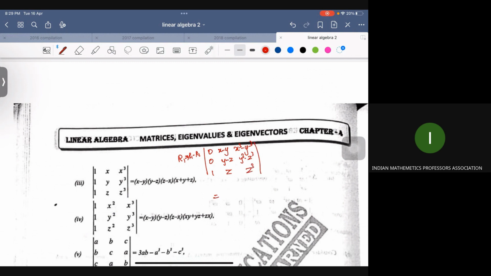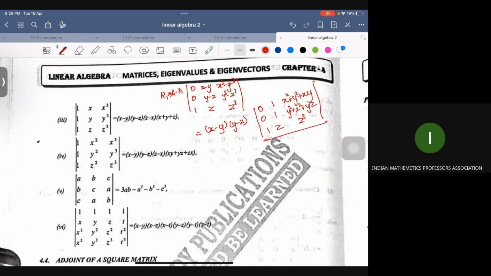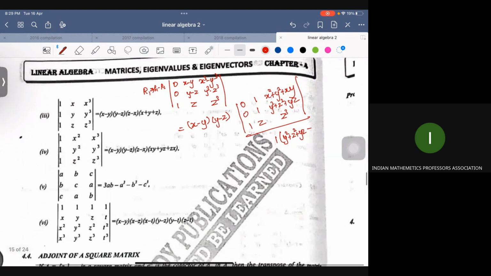Which is equal to, I am removing x minus y from the first row. So I will get 0, 1. We can write x cube minus y cube is equal to x minus y into x square plus y square plus xy. From the second row I am taking out y minus z, 0, 1, y square plus z square plus yz, and 1, z, z cube. So finding the determinant of this, 1 into y square plus z square plus yz minus x square plus y square plus xy, y square cancels. So z square minus x square plus yz minus xy.